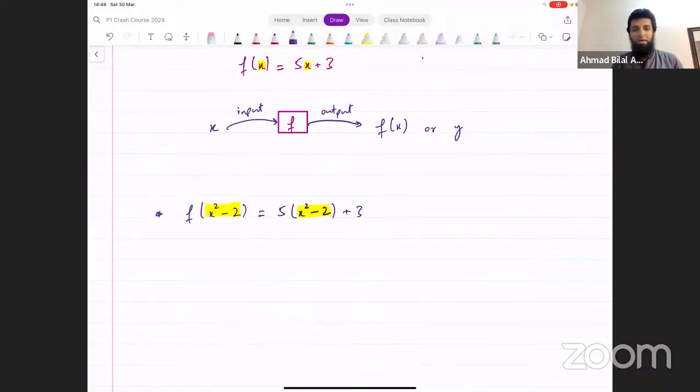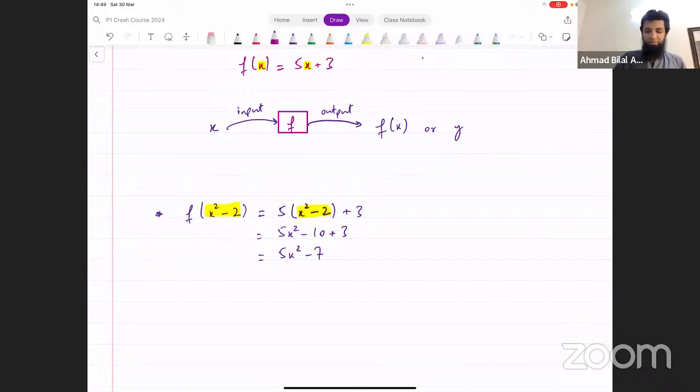How do you evaluate that? Wherever you have x in the function, you replace that with x squared minus 2. And now you can simplify this, and that will give you 5x squared minus 10 plus 3, which is 5x squared minus 7. This is what f of x squared minus 2 turns out to be. Okay. Now, this is simple function notation that we understand already, how to input something other than x inside the function.